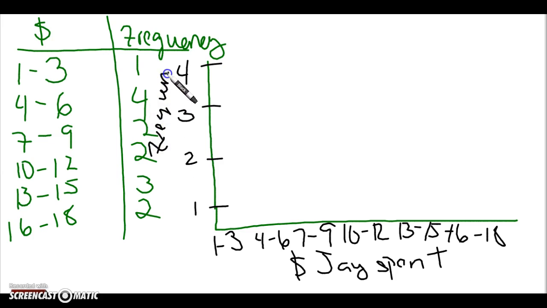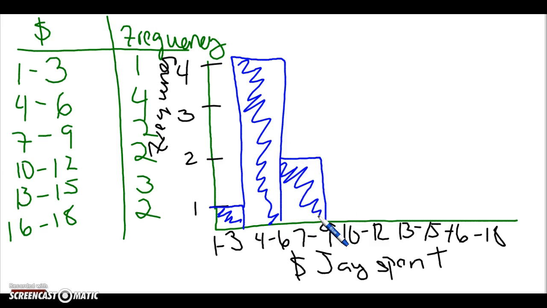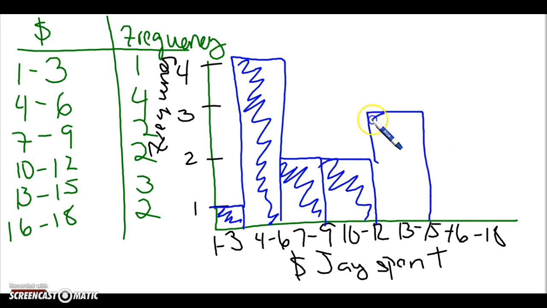We always have to label our table, right? So 1 to 3 was 1. 4 to 6 was 4. Remember, it's connected. 7 to 9 was at 2. 10 to 12 was at 2. 13 to 15 was at 3. And 16 to 18 was at 2.